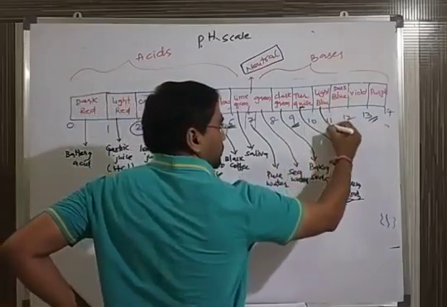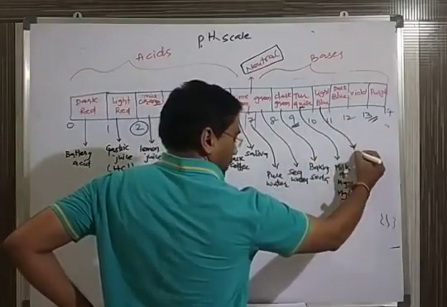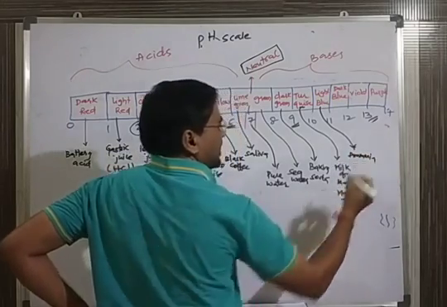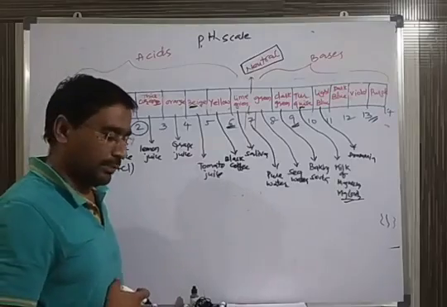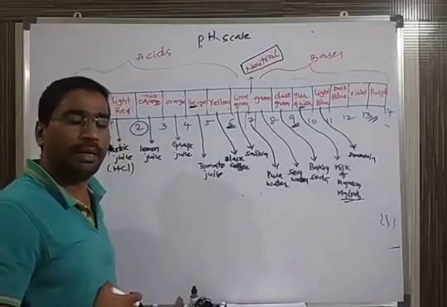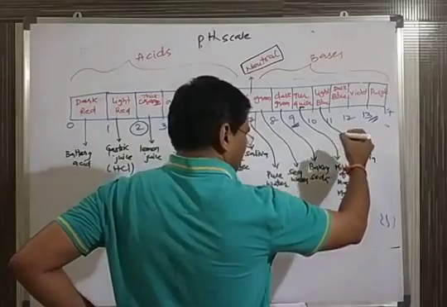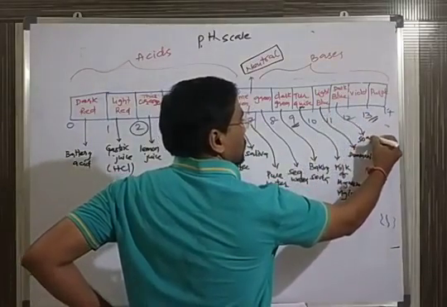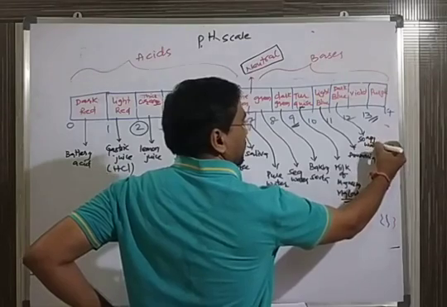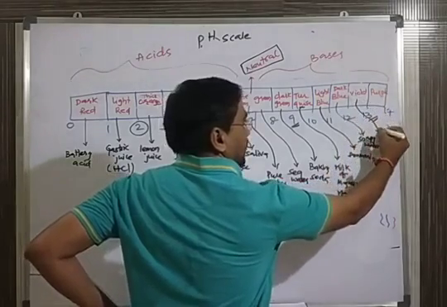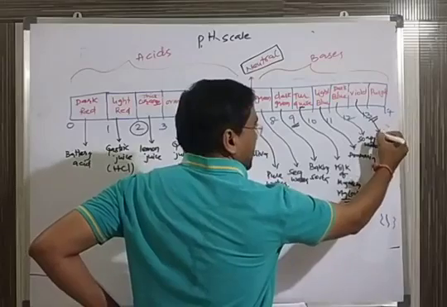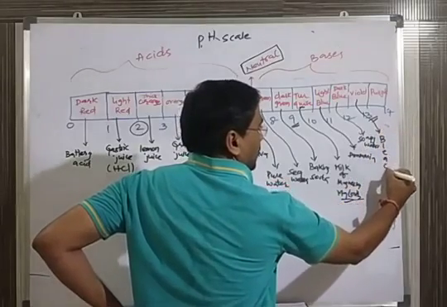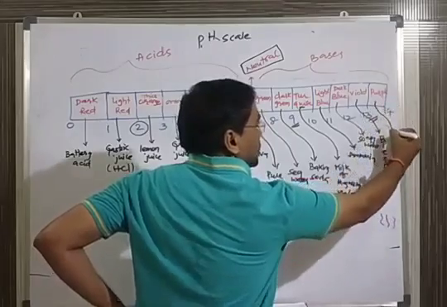The next one here is ammonia. This we don't come across in our houses; it is available in our laboratories only. Next one, coming to here, is soapy water. Next is the bleach. In our houses we have bleach now.